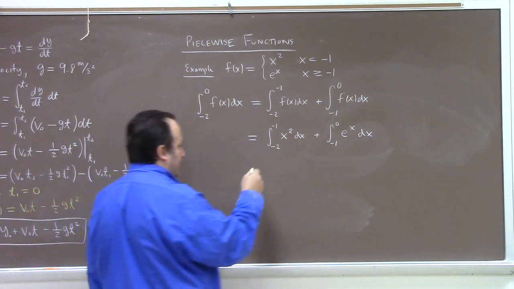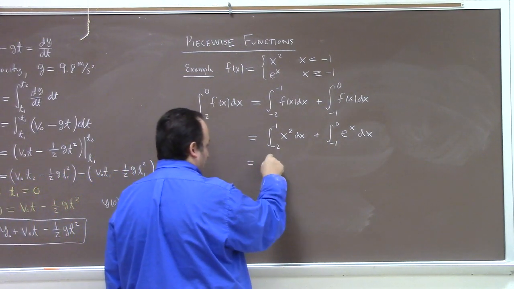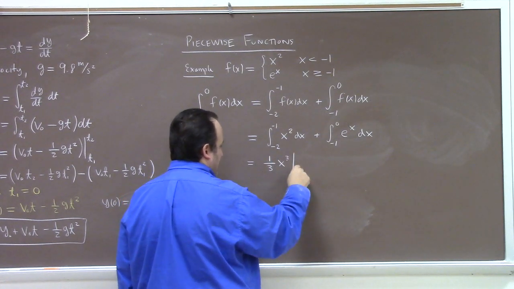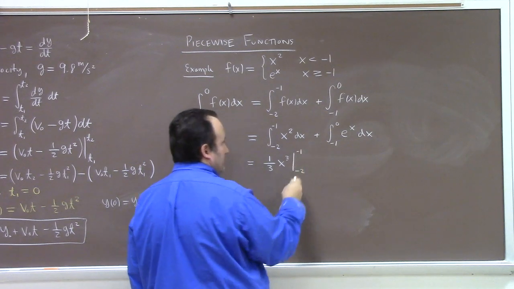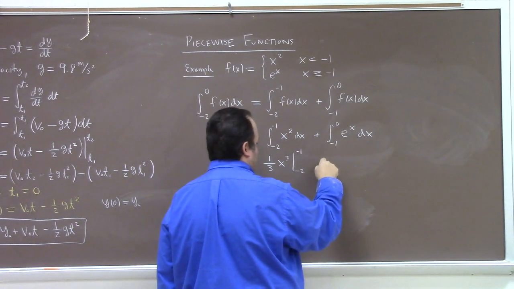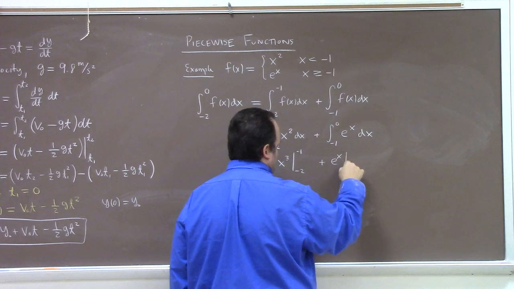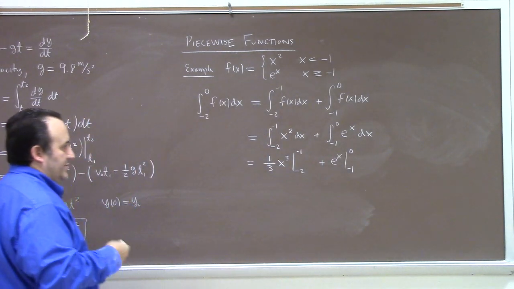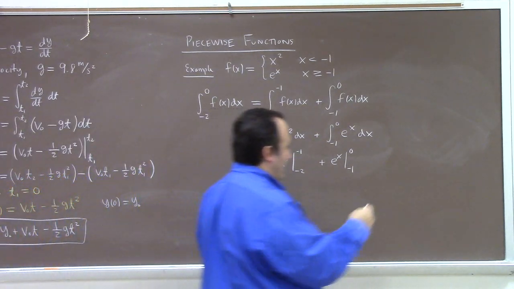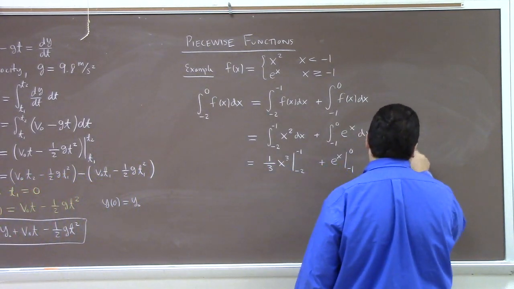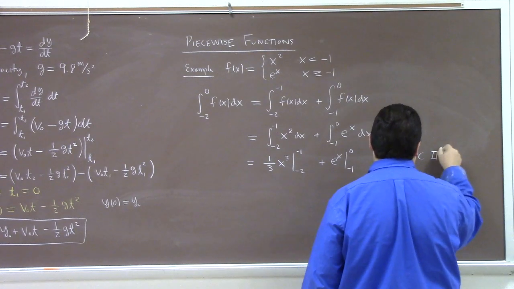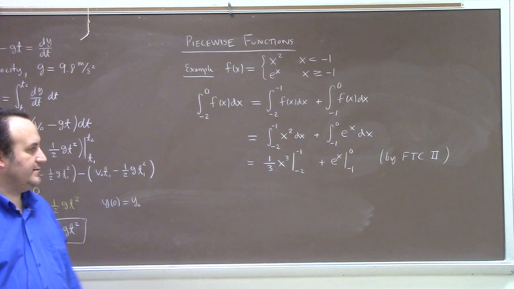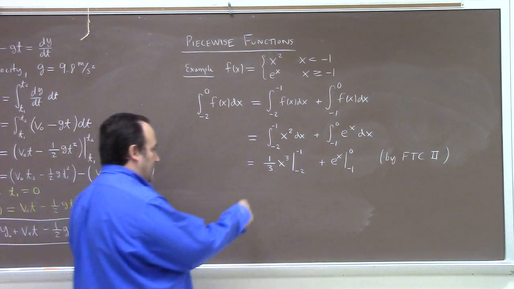And then we integrate, as we have previously. So the integral of x squared is what? 1/3 x cubed. I evaluate from minus 2 to minus 1. And then plus e to the x, going from minus 1 to 0 at the top, right? By FTC II. I'm applying it twice, one for each integral, right? So what do I got?